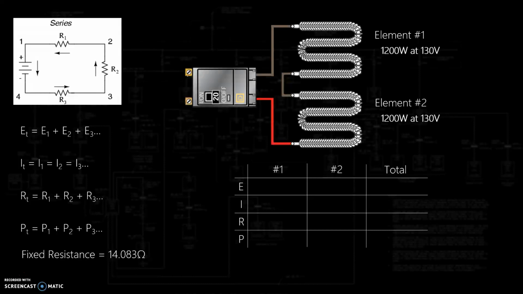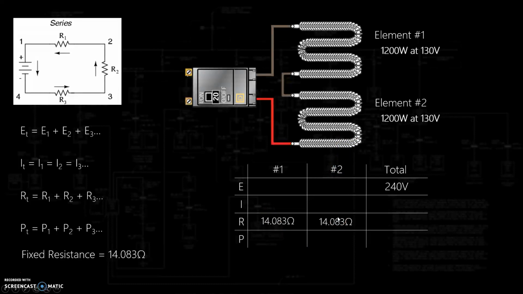Something I haven't said yet, but they always have to give you, is your total voltage. What is the circuit's voltage that you're connecting this to? They tell us in the textbook it's 240. Whatever your circuit voltage is, that goes in your total voltage section. That's always kind of your free space. What else do we know right off the bat? Well, we figured out the resistance of each of these elements is 14.083, so let's plug that in. Since they're both the same, we only have to do the calculation once. The resistance of element 1 is 14.083, and the same for element number 2.